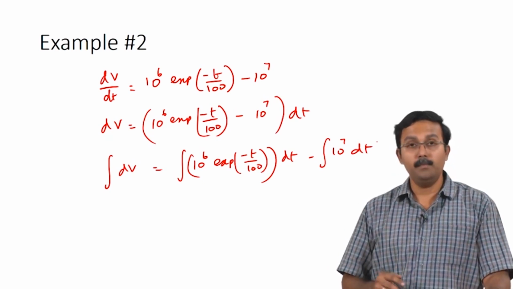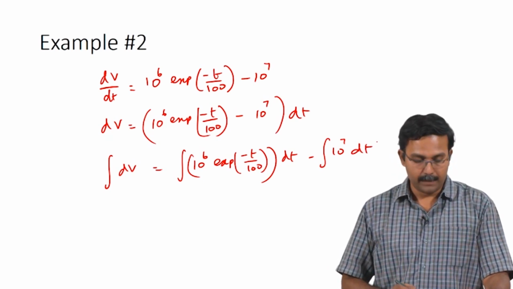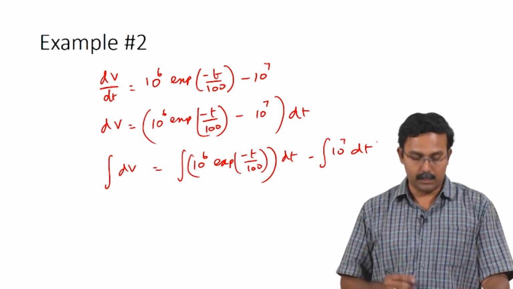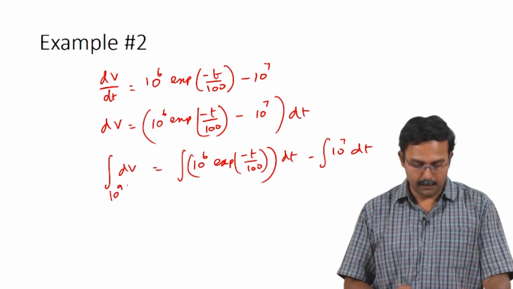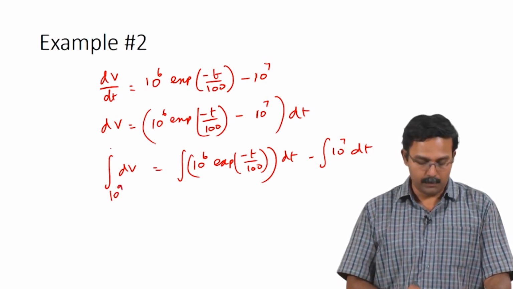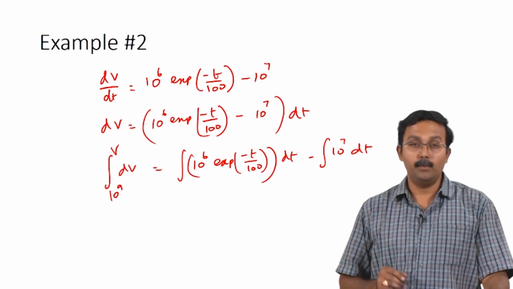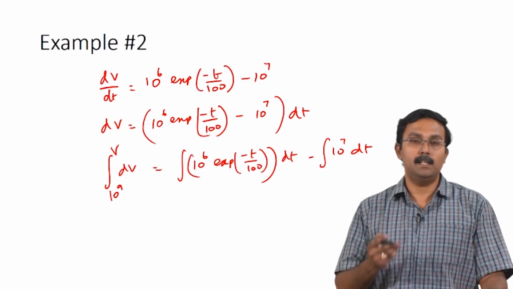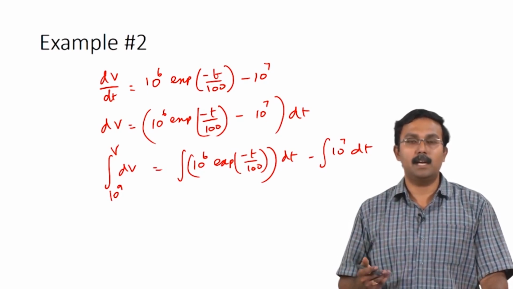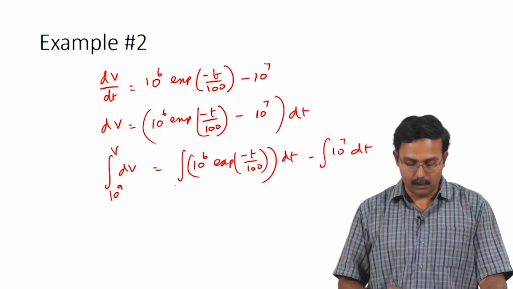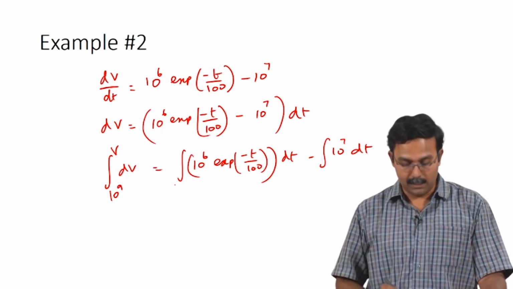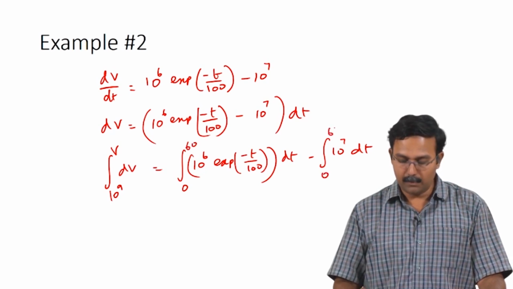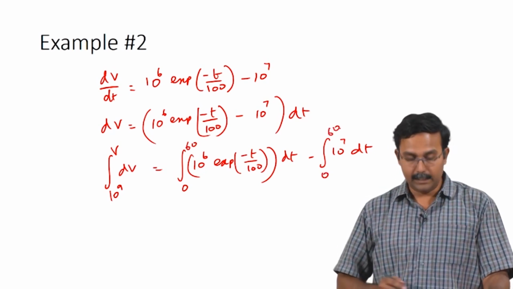Now, what would be the limits for this integral? We know the initial volume of the reservoir before the drought started was 10^9. We have to find the final volume, let us call that V. We know that the drought lasted for 60 days, which means the day on which the drought started can be considered to be time equals 0, and the last day of drought would be 60. So, the time frame is from 0 to 60. This would be the limit with which we would have to integrate.